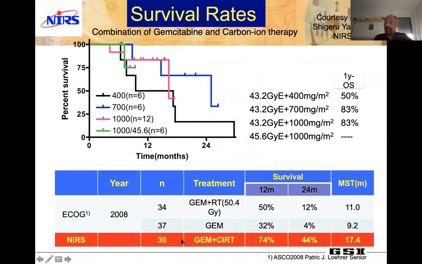If you compare now, the NIRS results give a survival at 2 years of about 44%, compared to a very dismal survival at 2 years, you see, with X-rays plus gemcitabine 12%, gemcitabine alone is only 4%.